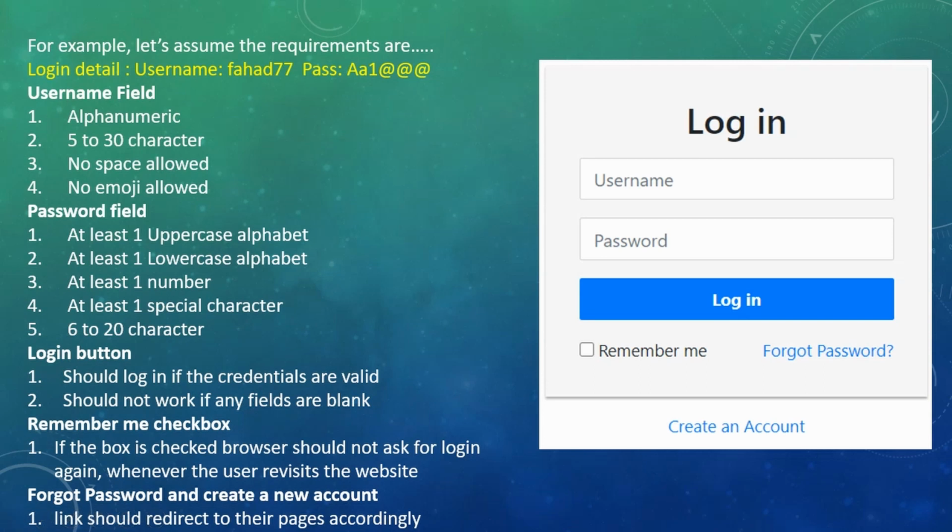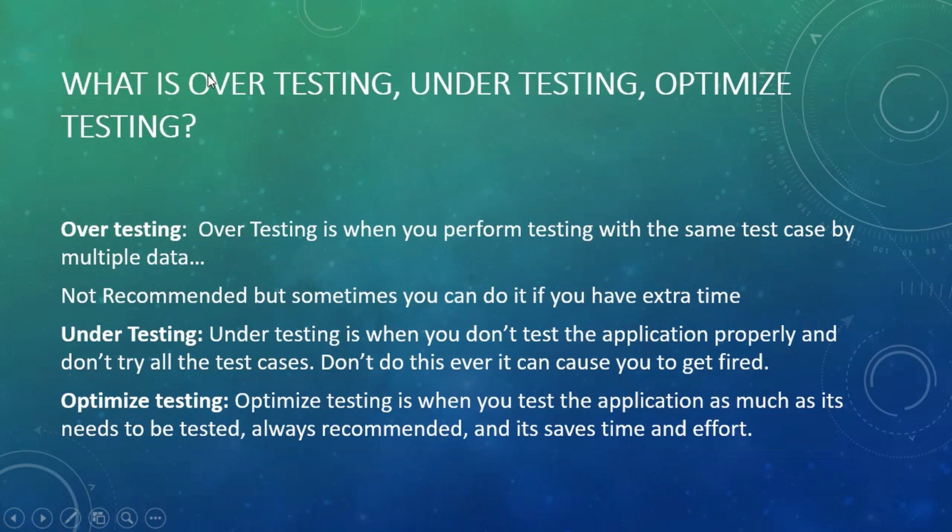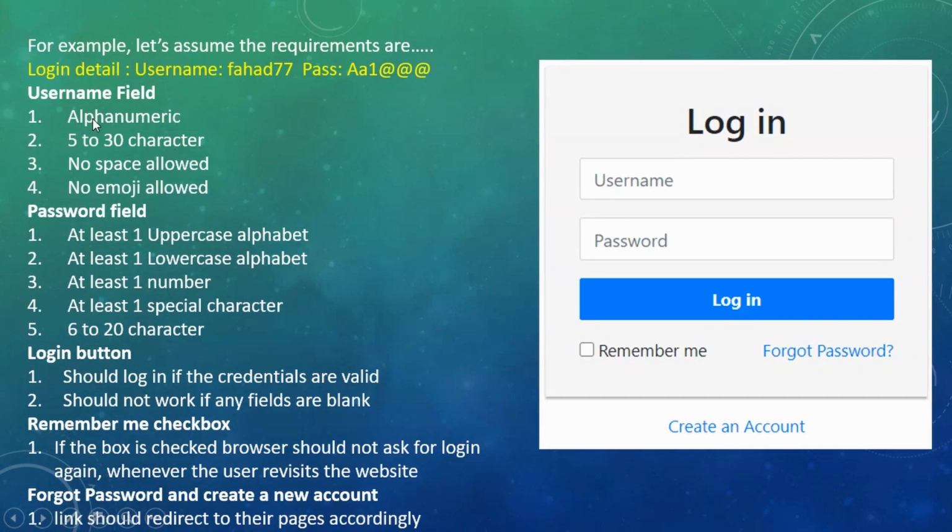So first of all, we test the exact requirements of the paper. As you can see here, they give us a username and password. So we have to test it on this login page. If you notice, this username follows these rules: it's alphanumeric, it has characters and numbers both, it's 5 to 30 characters, has no space and no emoji. The password is also following the rules: one uppercase, one lowercase, one number, and at least one special character. So basically these are the valid data they provided us.